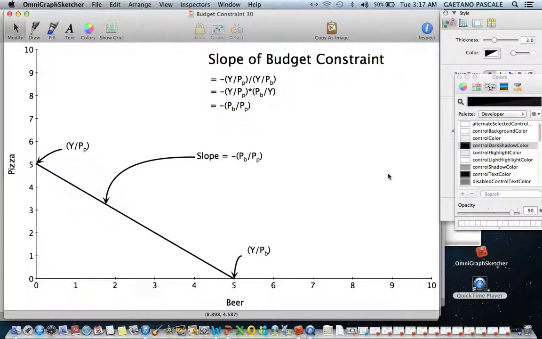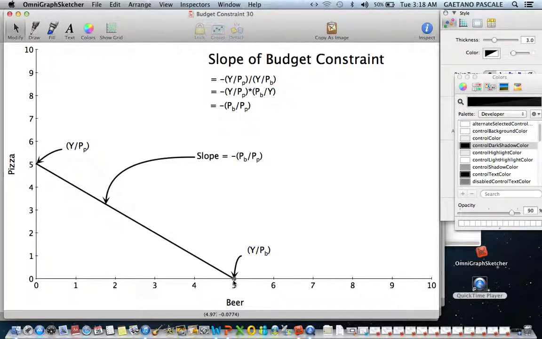A couple of things to remember about the budget constraint. I want you to make sure you remember what the slope of the budget constraint is. The slope of the budget constraint is the ratio of the prices, and because it's downward sloping, it is negative. So make sure that you remember that the slope of the budget constraint is equal to negative the price of beer, or the price of X, divided by the price of Y.